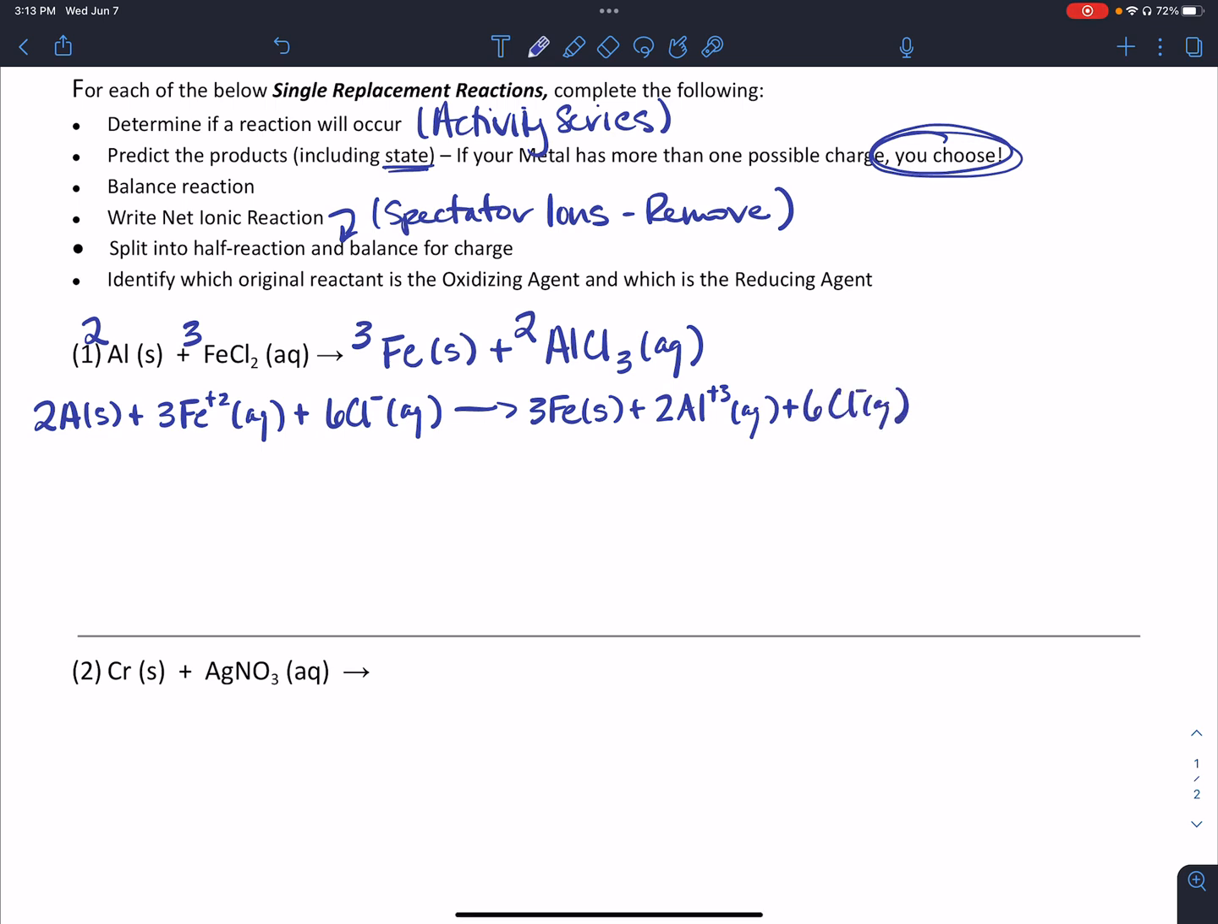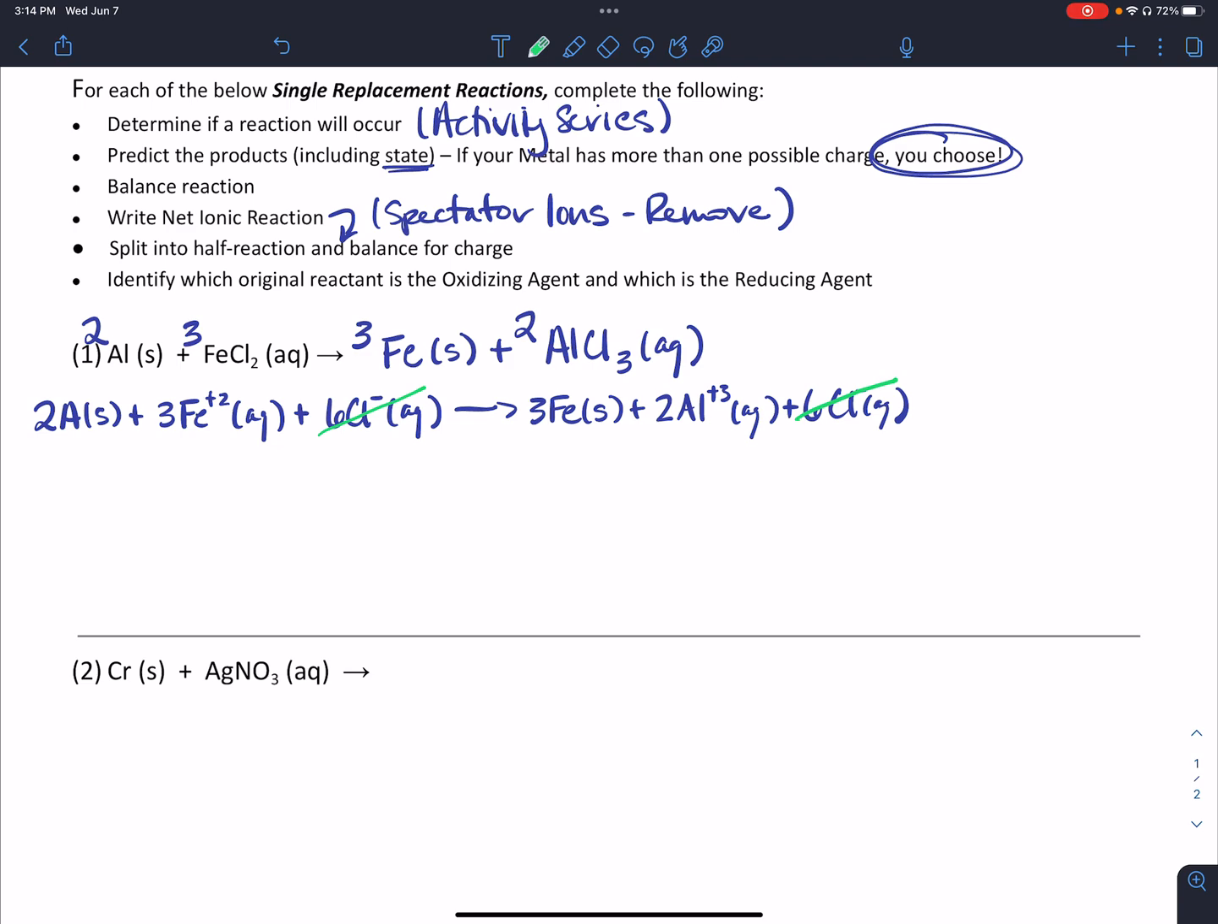All right, so now I look and see if I have any spectators, and I do. I have Cl- on both sides of the arrow. So that particular substance, its oxidation number is not changing as part of this reaction, so it is not involved in the transfer of the electrons. All right, now let's see what's left.